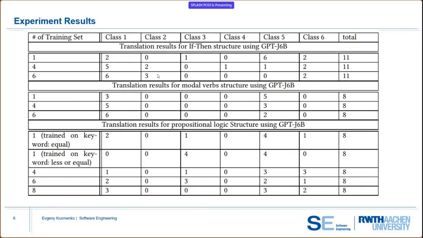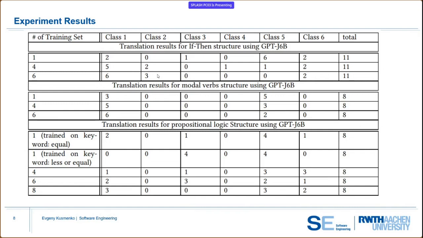And in order to understand how many examples we need to provide to the models, we tried to teach the translations with 1, 4, and 6 examples for each of the 3 translation rules or DSL rules. And we introduced a classification system for the translation quality from 1 to 6, where class 1 translations are perfect translations, and class 6 translations are basically rubbish.